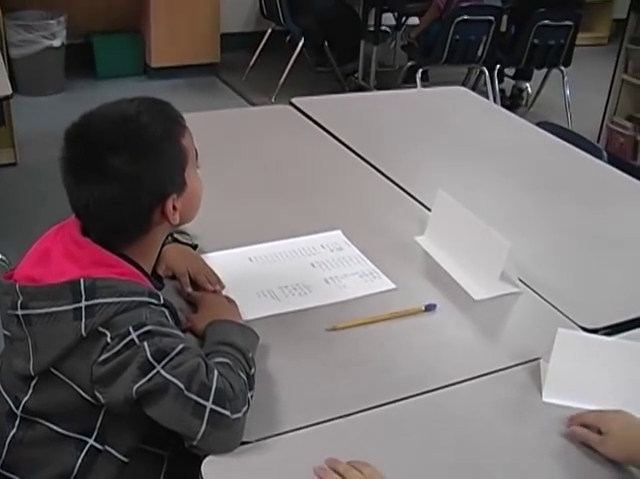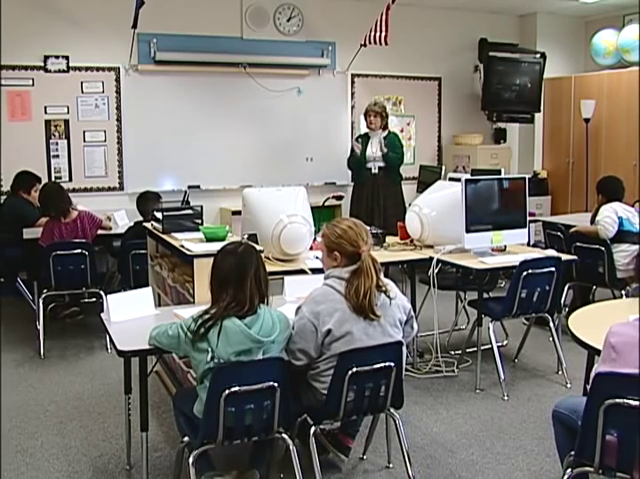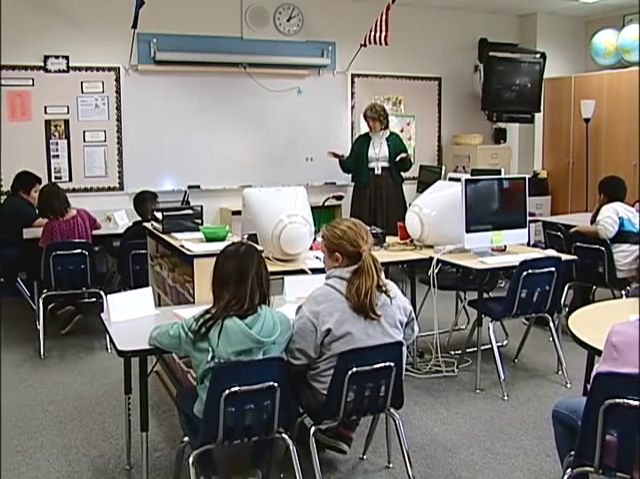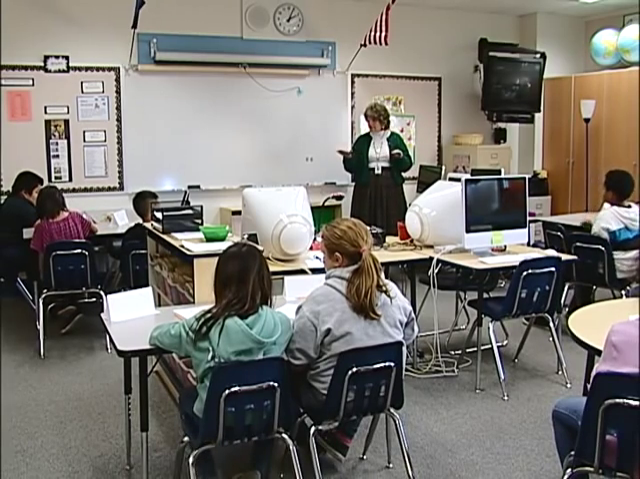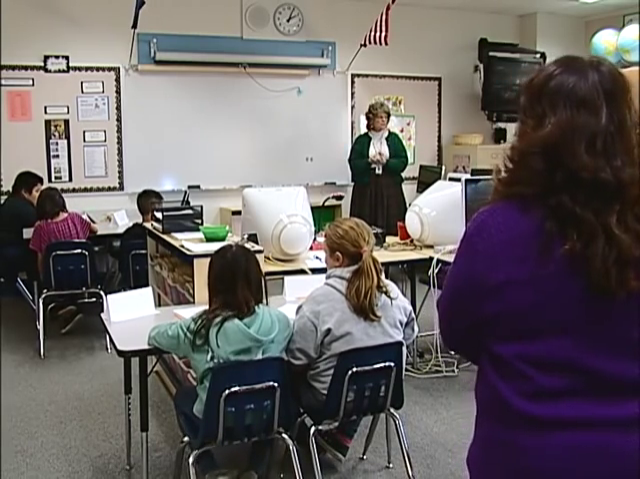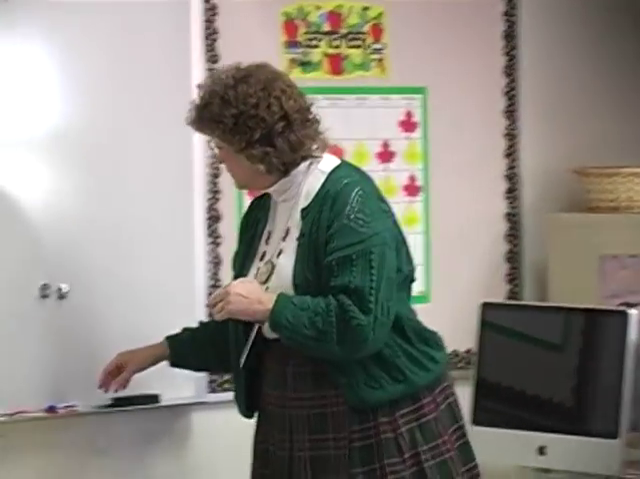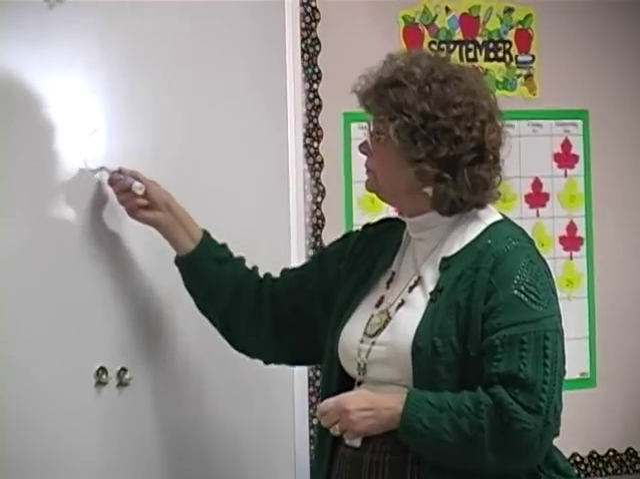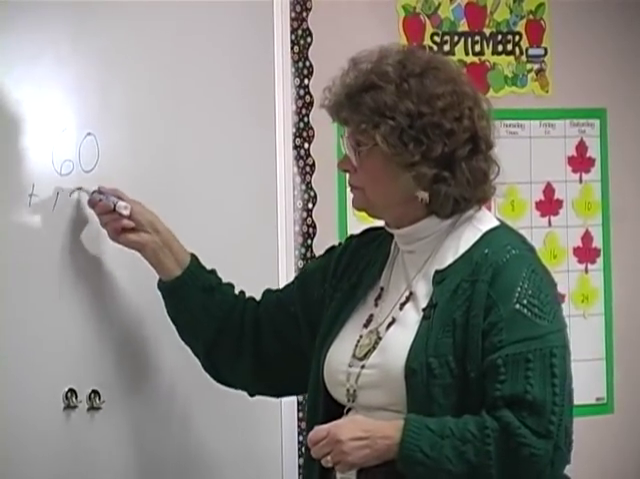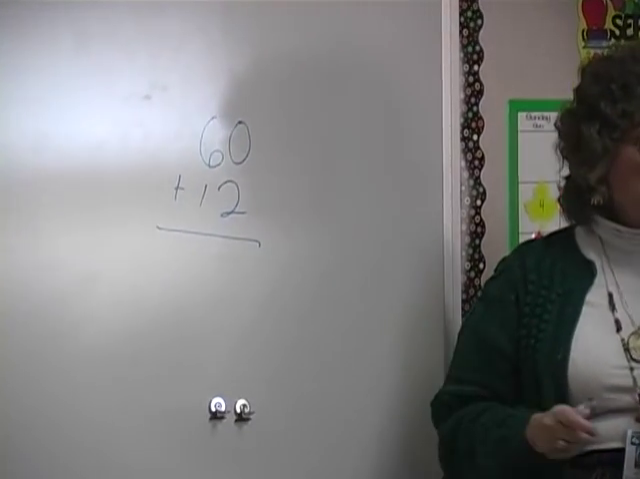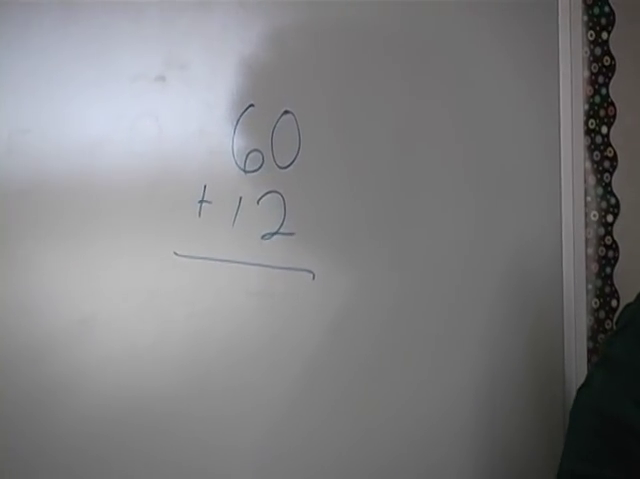Let's try another one. 12 times 6. Everybody give me 10 times 6. 60. 10 times 6 is 60. Right? What's 2 times 6? 12. Let's put 60 and 12 together. 72. 60 plus 12. What do we have? 10 sixes and 2 sixes. Let's try it for 8, everybody. 10 eights.